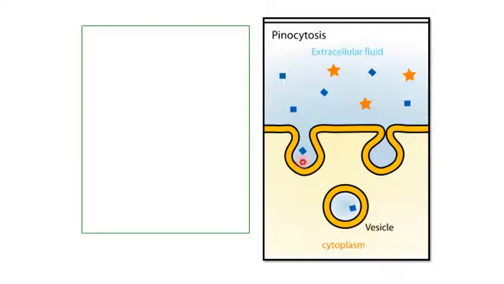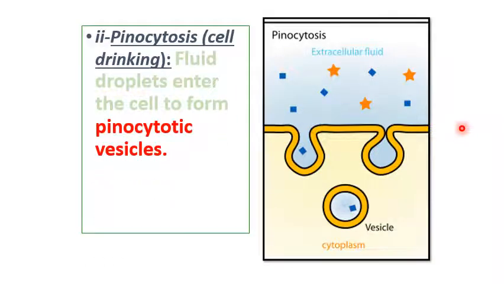Pinocytosis. This is the cell membrane. It will invaginate and the fluid will enter inside the cell, forming a pinocytic vesicle. Pinocytosis is the cell drinking: fluid droplets enter the cell, forming a pinocytic vesicle.